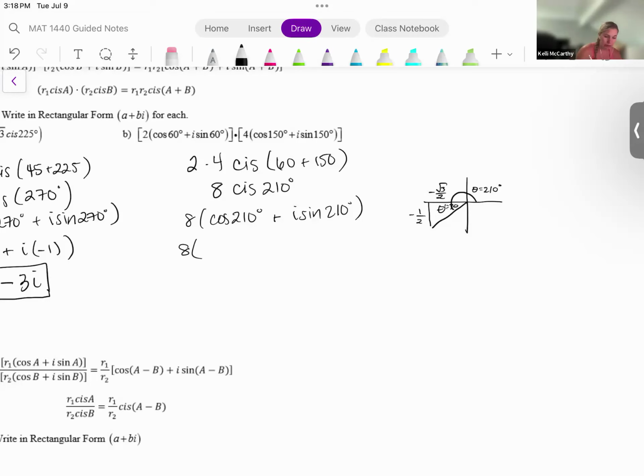8 times cosine of 210 degrees. Cosine of 210 degrees is negative square root of 3 over 2. Plus I times sine of 210 degrees, which is negative 1/2. Distributing that 8, we're going to get -4 square root of 3 minus 4I.